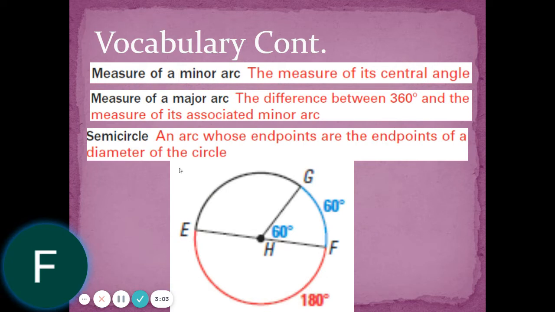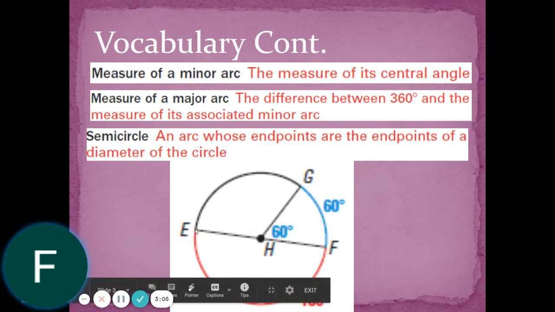And semicircle, again, we talked about it before, but remember, a semicircle has a total measure of 180 degrees. So from E around to F, the measure of that semicircle is going to be 180 degrees.